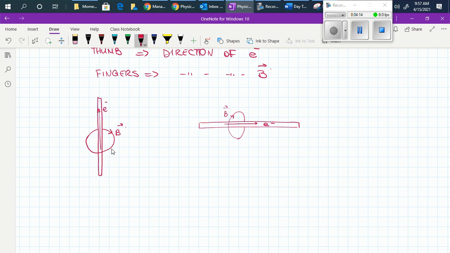Or if we have the direction of the electron that is into the field, this sign here. So imagine that you have an electron current going into the field. So this is the electron. Then the thumb will go into the field, and the fingers will coil around the current, and will be something like this.